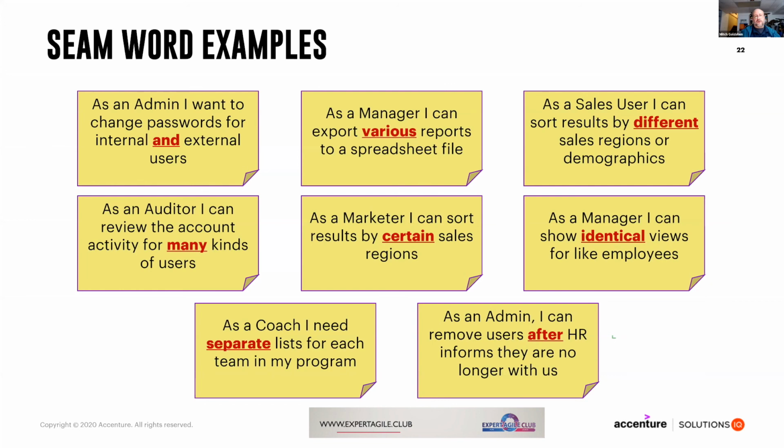Same thing with the next area, certain sales regions. Well, what do we mean by certain? That's a conversation we have with our product manager and product owners. As a manager, I can show identical views. Well, identical implies that there's a comparison. If there's a comparison, there's multiplicity. So how can I restate that in a number? And the same thing with the last few stories. I can take these and break them down almost trivially by using these seam words. It's the easiest way to break stories down that there is. We're not going to get into some of the more complex, technical breakdowns, such as modularization. That's a different topic for a different audience.